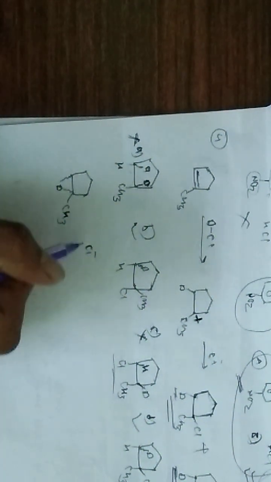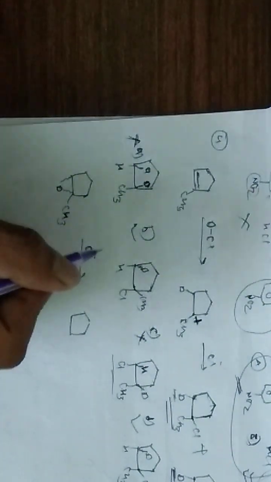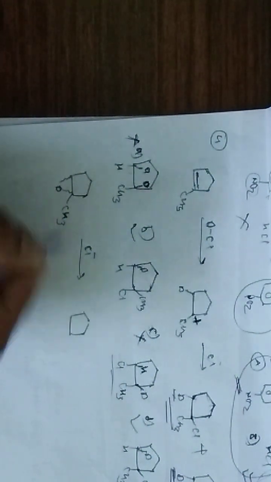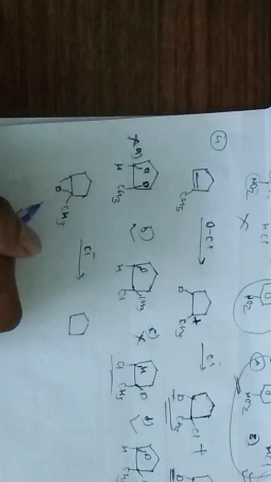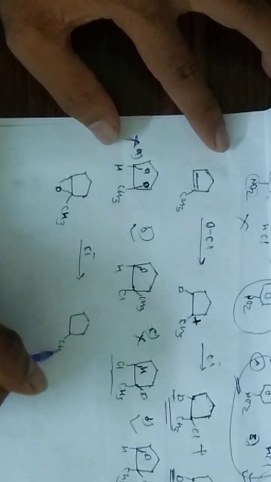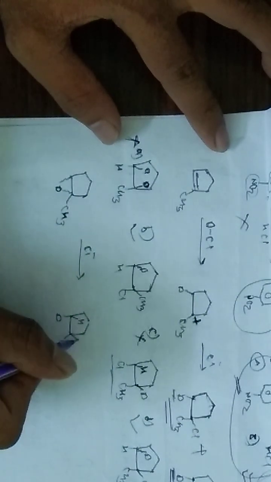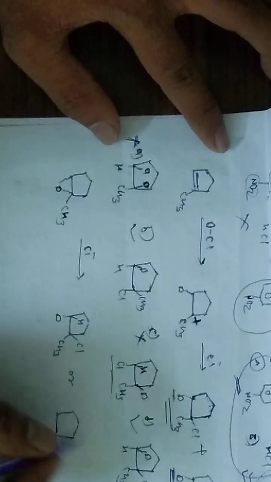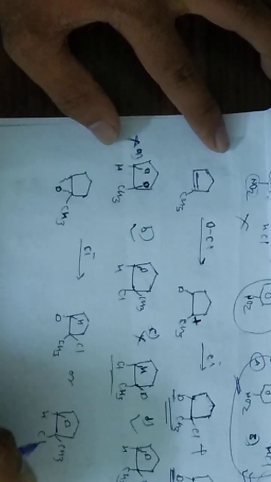After the attack of Cl minus, what will happen? Suppose if D is on the above side, then chlorine comes from the below side. If D is on the below side, then chlorine comes from the above side. So here the positions of deuterium and chlorine are trans. So CH3 is here. If deuterium is on the below side, here one is hydrogen, then chlorine comes from here. Or if deuterium is on the above side, then chlorine comes from the below side.